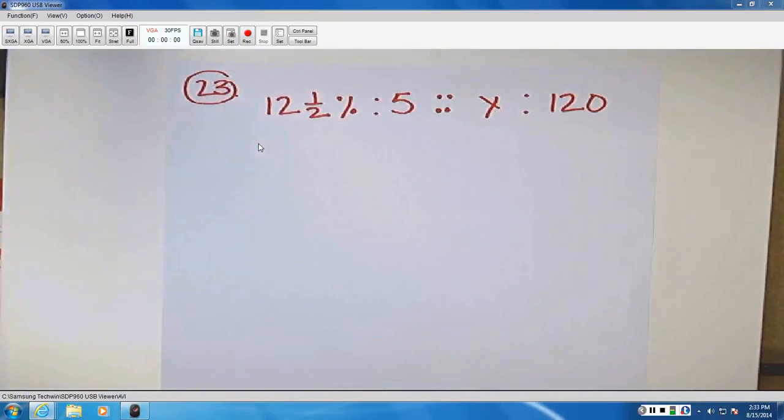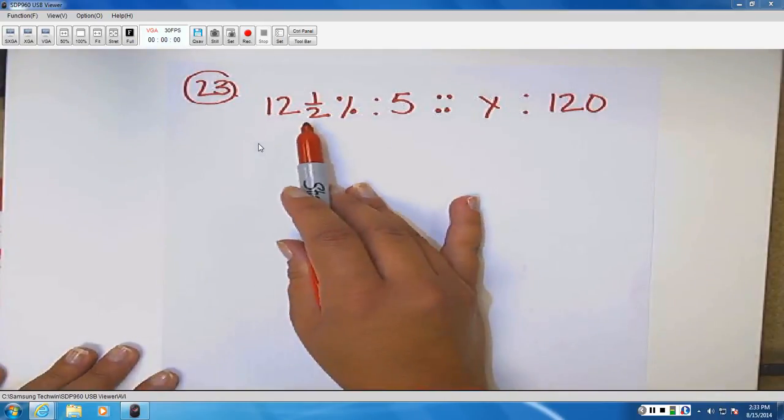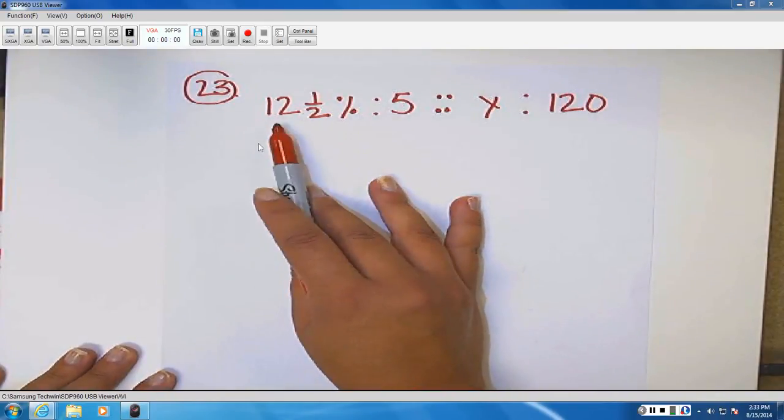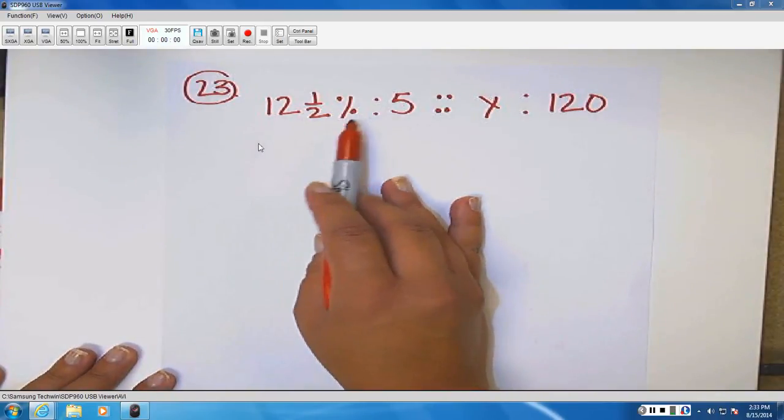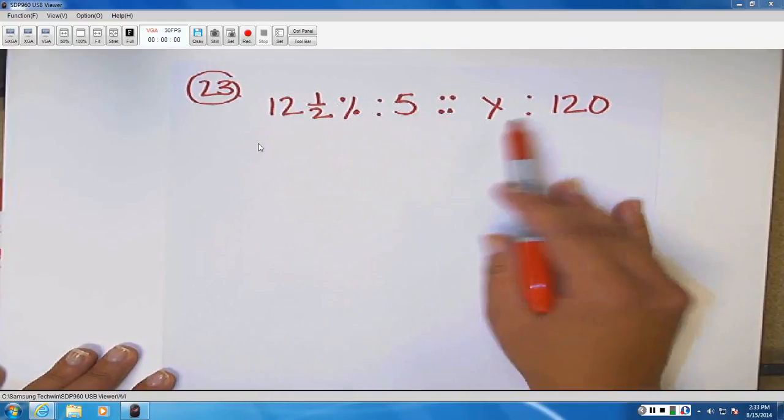Next, we'll do number 23 from the workbook, and it is just another one dealing with percentages and mixed numbers that we have to get rid of. So this one is both a mixed number and a percentage. 12.5% is to 5 as x is to 120.